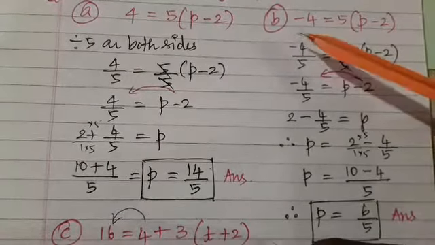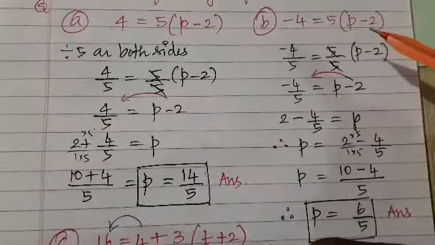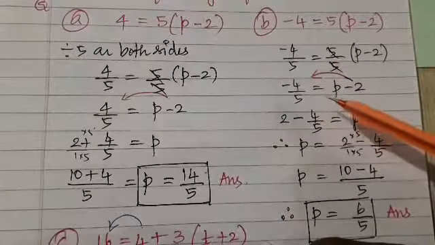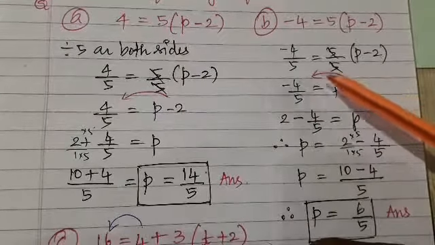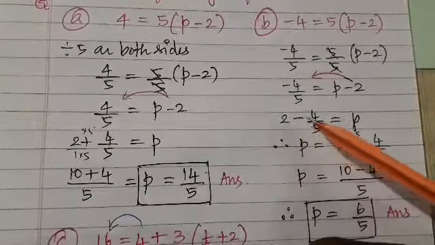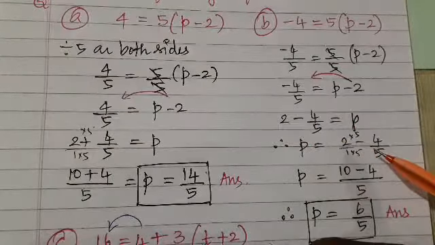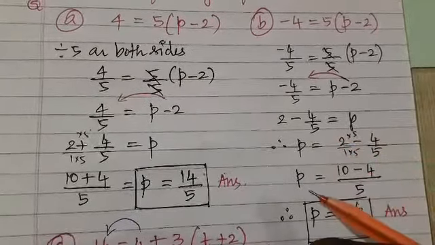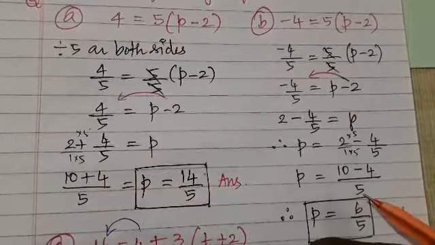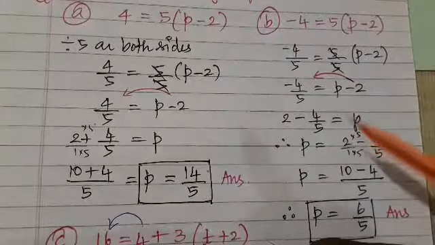B problem, you see, minus 4 equal to 5 multiplication of P minus 2. So once again I am dividing by 5 on both sides. So minus 4 upon 5 equal to P minus 2 I am getting. Then I am shifting the minus to the other side, it will become positive. Then I am taking the LCM for this whole number and the fraction. So P equal to 2 minus 4 upon 5. I am changing this side. Okay. So I am getting P equal to 10 minus 4 upon 5. That means P equal to 10 minus 4, 6 upon 5. That is the answer for B problem.